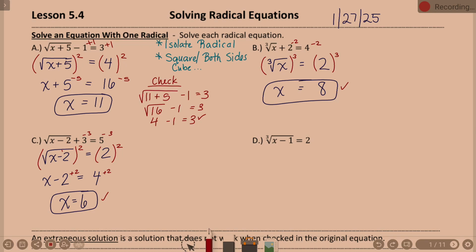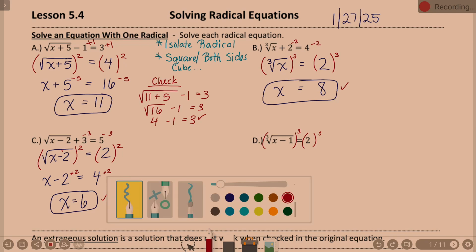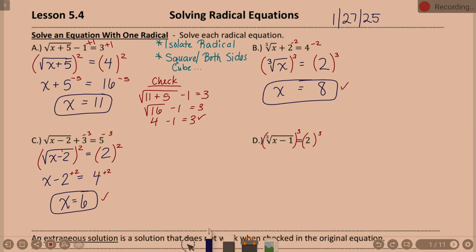What's your first step? Cube. Can we do that right away? Yeah, the radical's already by itself, isn't it? It's already just the cube root on the left, so we're going to jump right into cubing. If I cube the left, cube the right. On the left, what happens when I cube that cube root? I'm going to get x minus 1. On the right, what is 2 to the third? 8.